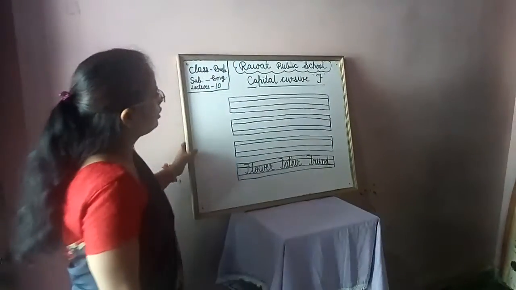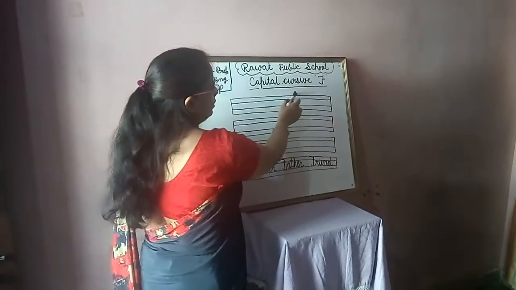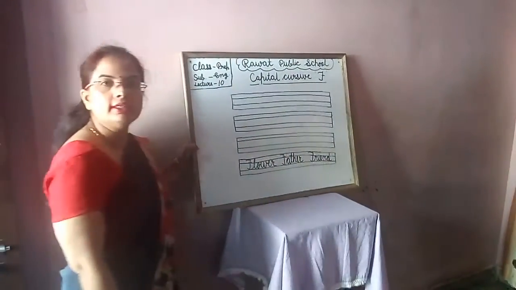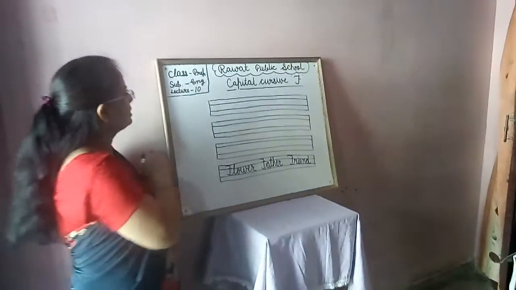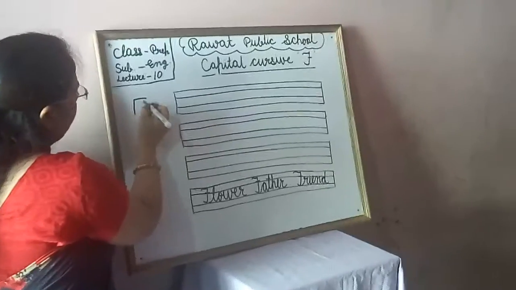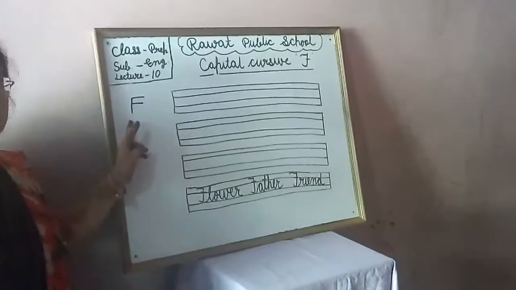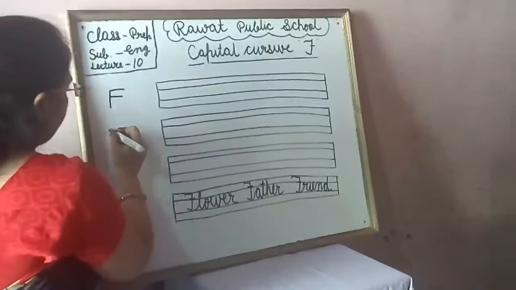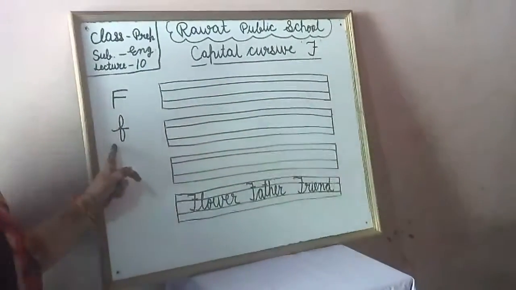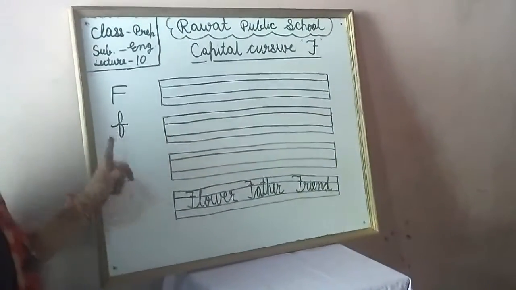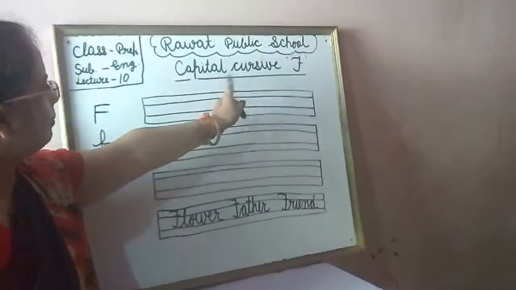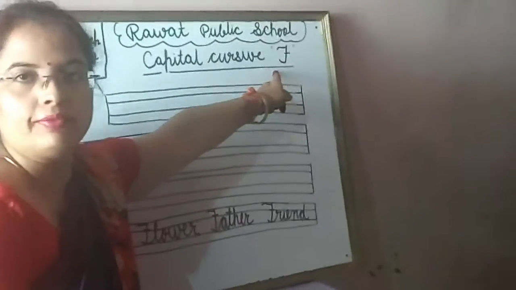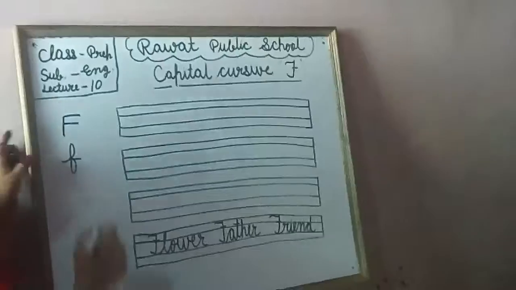Students, today our topic is capital cursive F. This is our capital F, and this is our small cursive F. Now today we will learn about capital cursive F. Okay? So please look at the board.